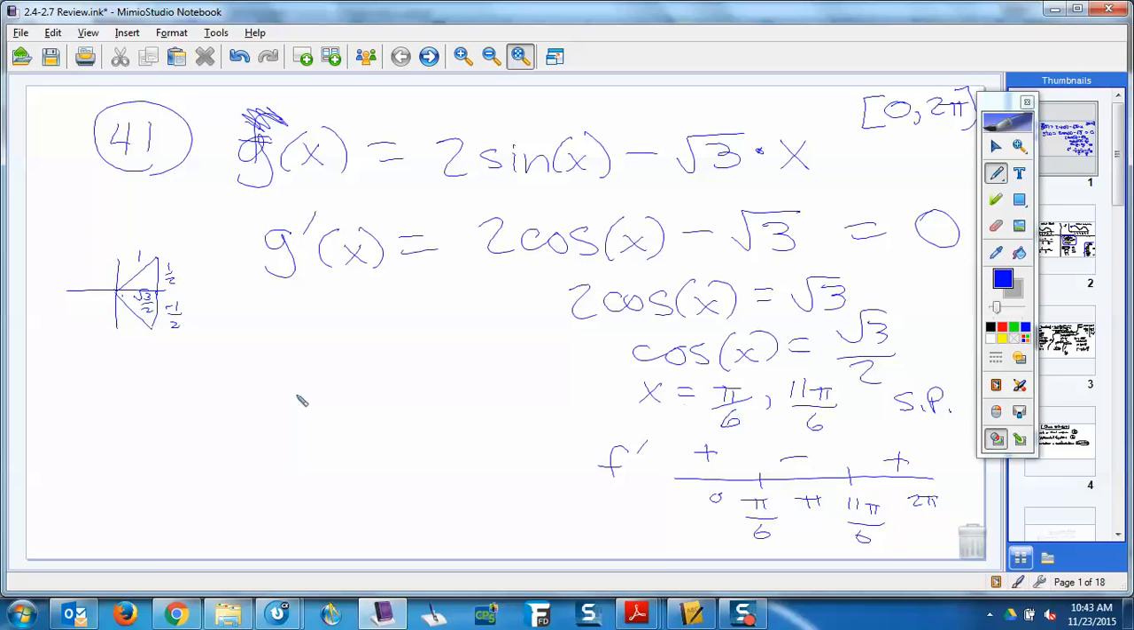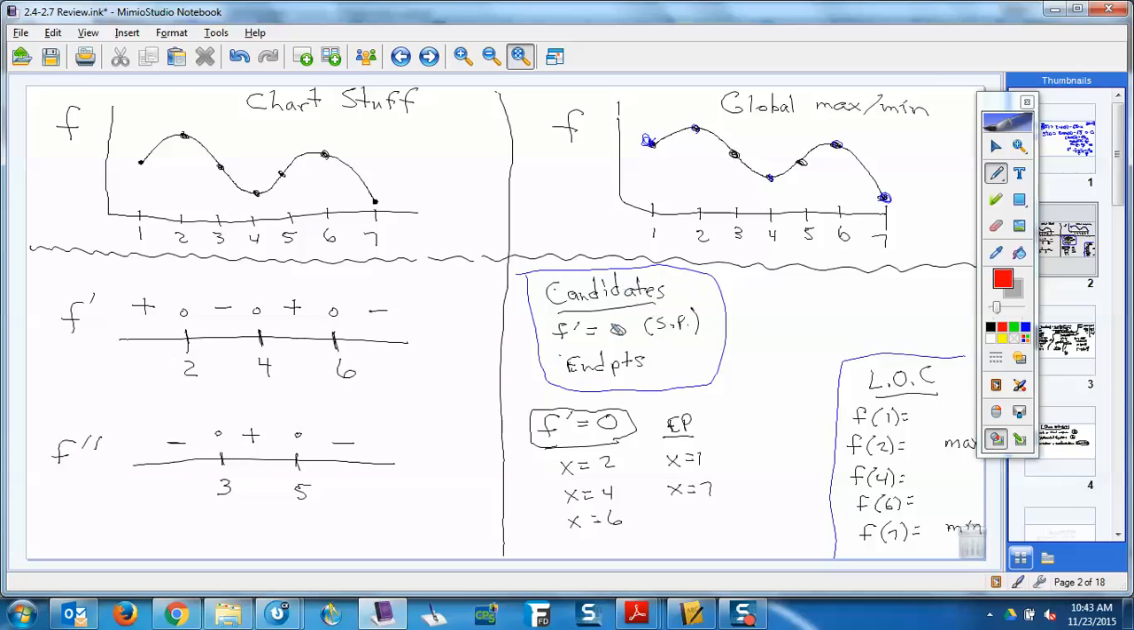So if this was a global max min problem also, right? We could do that right now. Now, what do we plug into G if it's a global max min? Where the derivative is 0 or the endpoints, right? That's our candidates for a global max min. It's the only place the high and low spots can be.